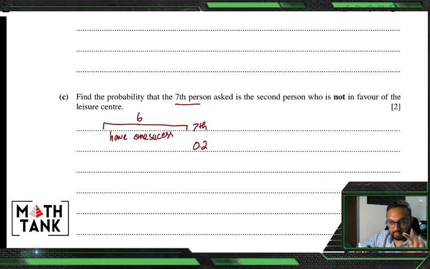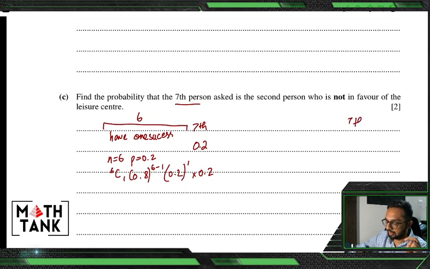So there are two ways of handling this. One is that I could say that the first six represents a binomial distribution where I'm looking for a person who is not in favor, and I'm going to say that what I want is 6C1 times 0.8 to the power 6 minus 1 times 0.2 to the power 1, into 0.2.